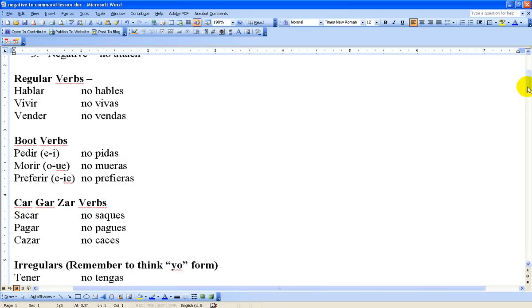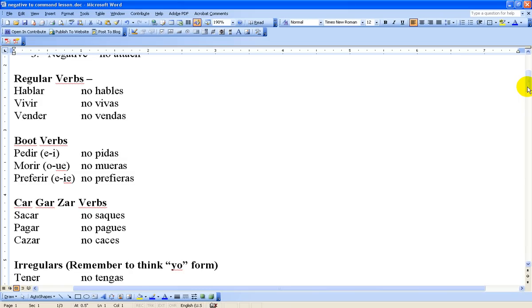Boot verbs, when we're doing these, we do want to keep in mind the boot change. So pedir is a boot verb, E to I, so no pidas will be the negative tú command for pedir. Morir, no mueras. Preferir, no prefieras. So we're keeping in mind the boot change and the idea of opposites with those ones.